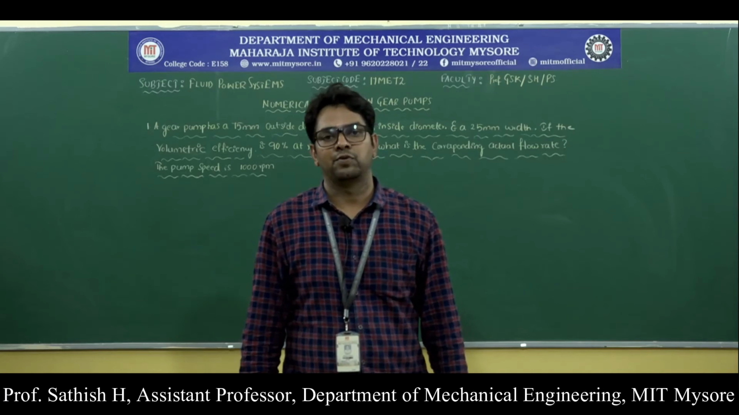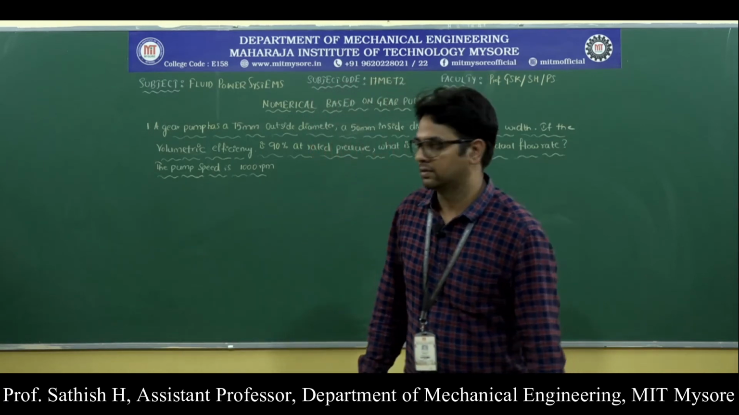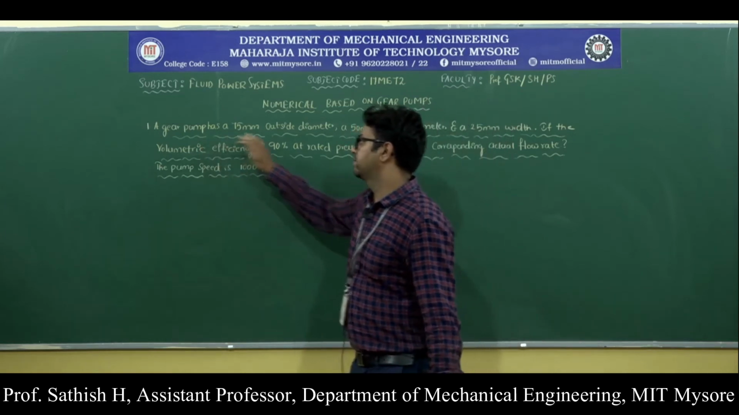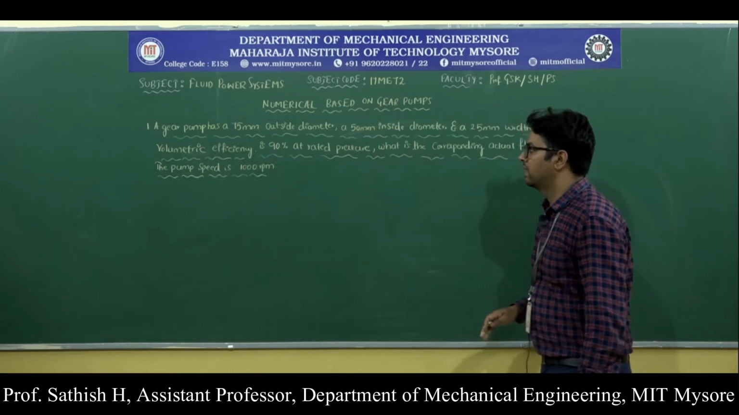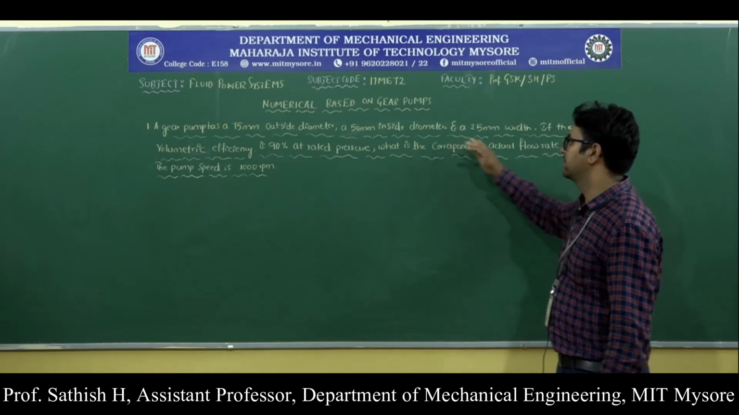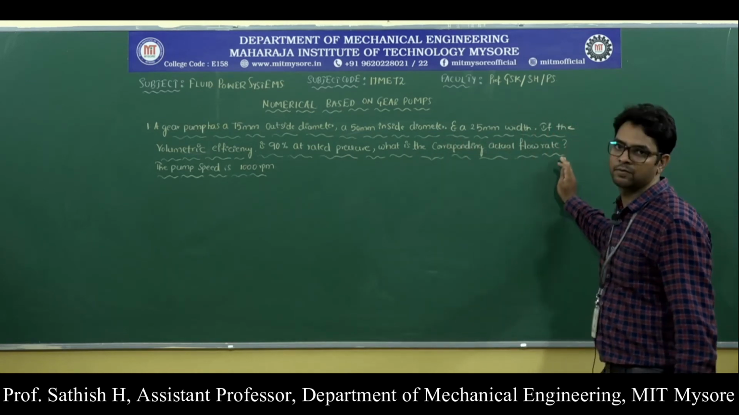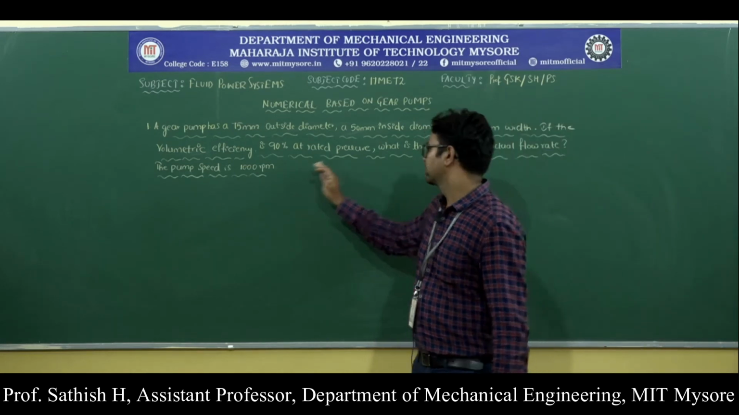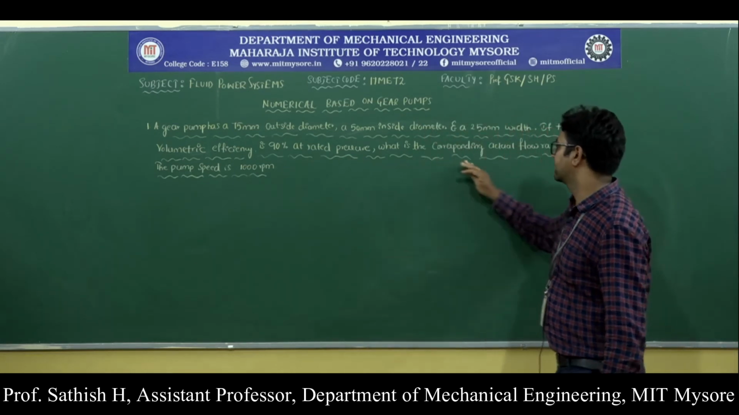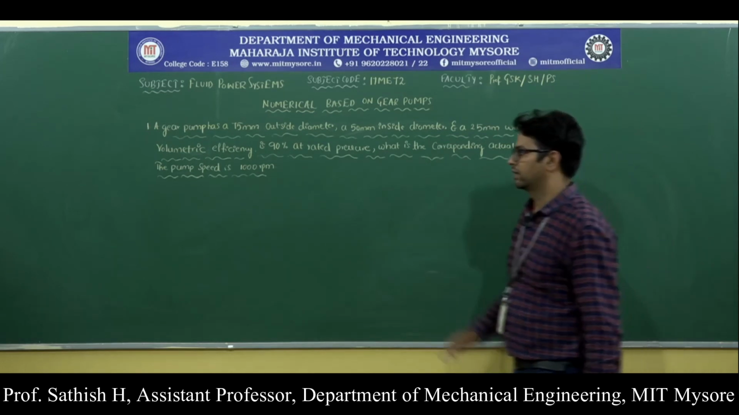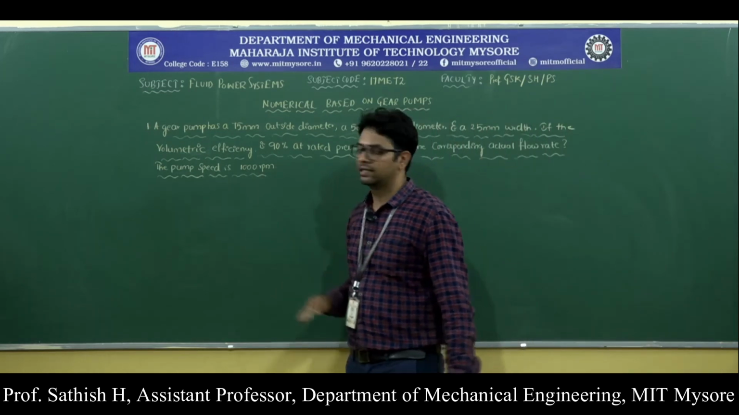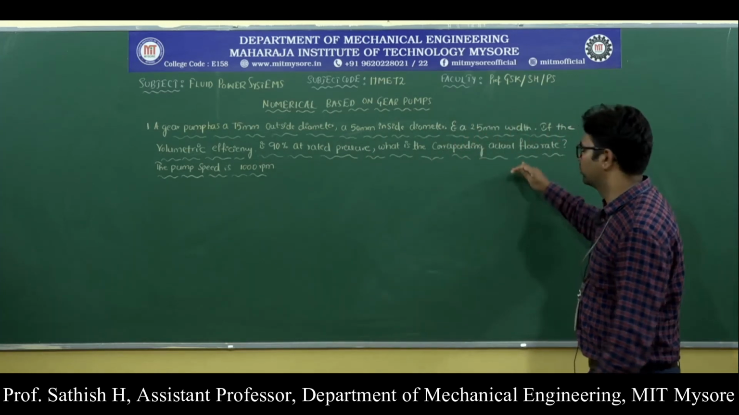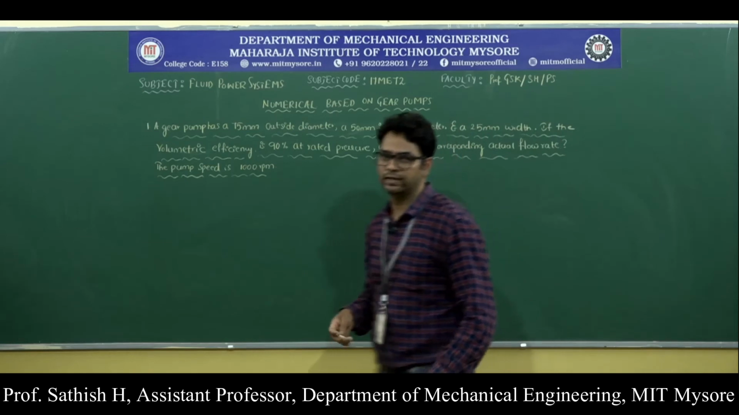Now let us solve a problem which is based on the gear pump. The problem is: a gear pump has a 75 mm outside diameter, a 50 mm inside diameter, and a 25 mm width. If the volumetric efficiency is 90% at rated pressure, what is the corresponding actual flow rate? The pump speed is given, that is 1000 rpm. Here the unknown we have to find out is the actual flow rate of the pump.